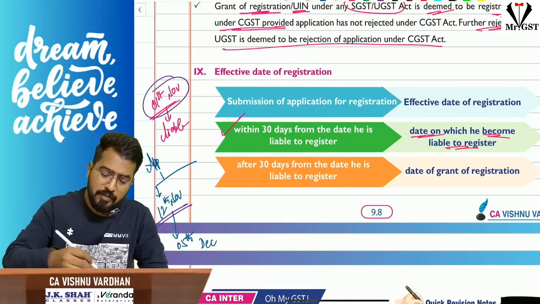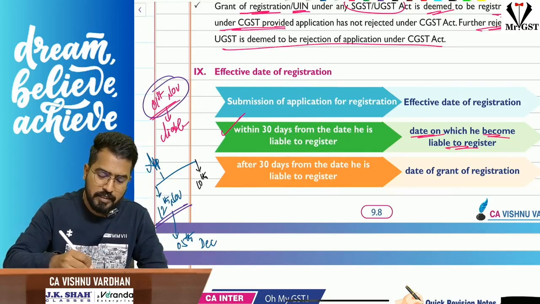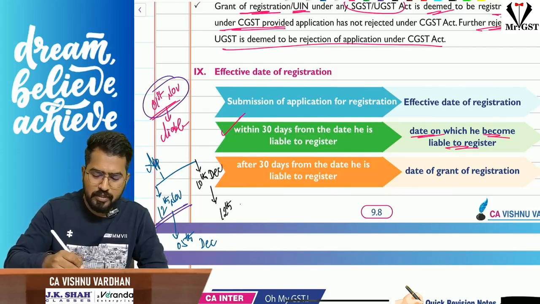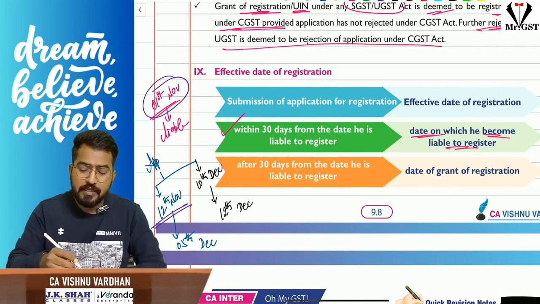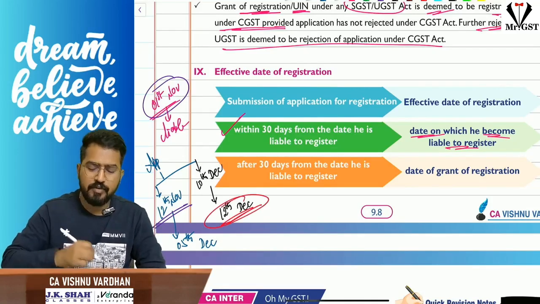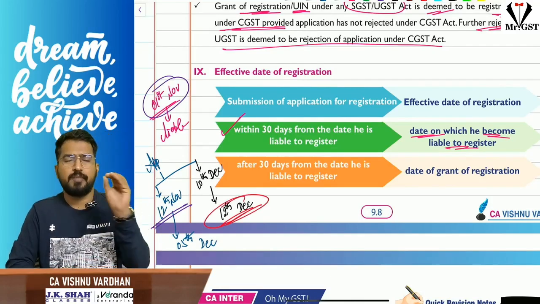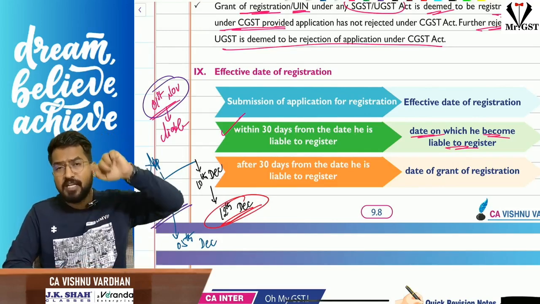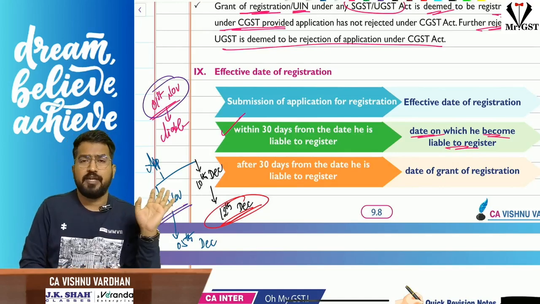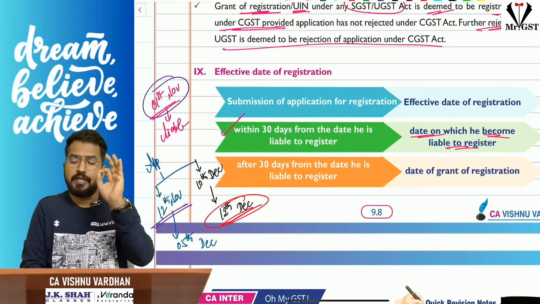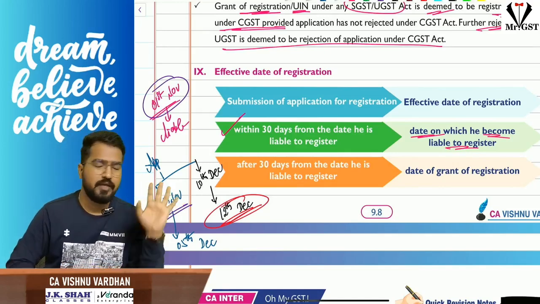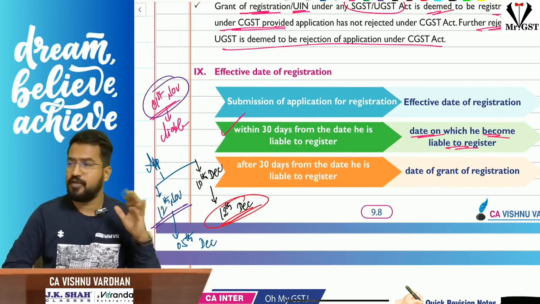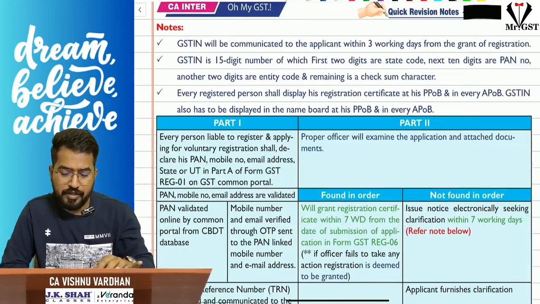No sir, I am applying for registration on 10th December. I am getting the registration certificate on 12th December. Then the date of grant of registration certificate will be the effective date of registration. So if you apply for registration within 30 days from the date of becoming liable, the date of becoming liable will be your effective date. If you apply later on, then the date of grant of registration certificate will be the effective date of registration. From that date effectively you are said to be registered. Okay, so that is the point.